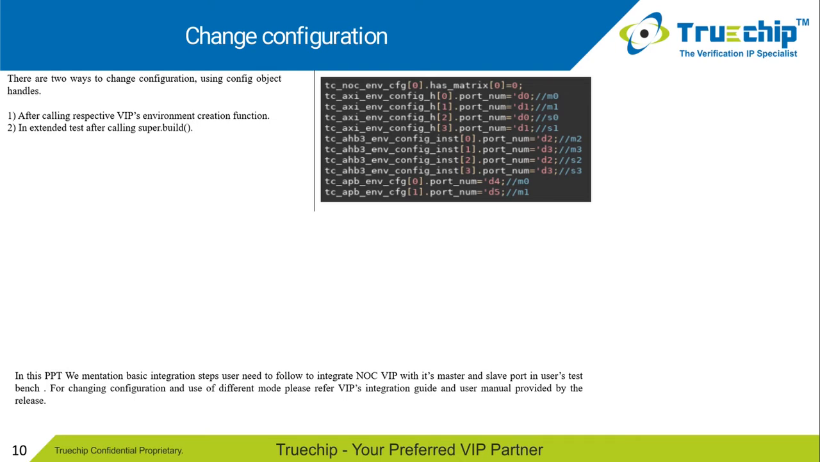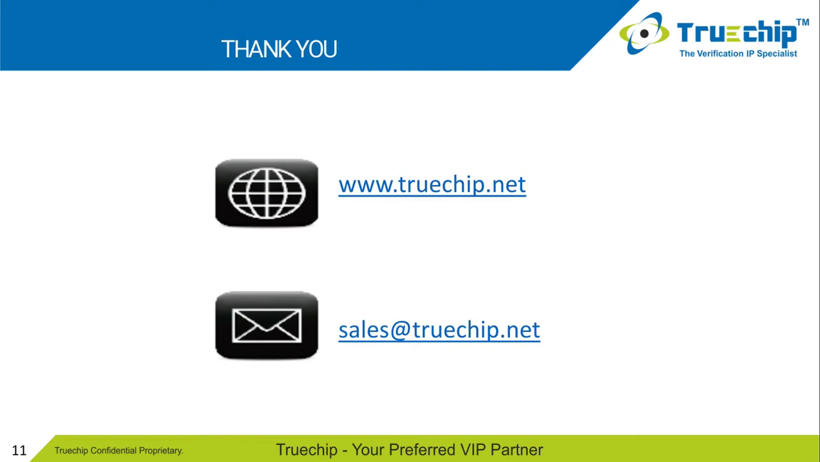There are 2 methods of changing the configuration: after calling the respective VIP's environment creation function, and in the extended test after calling super.build. In this slide we have shown the NoC VIP integration with its master and slave ports. For detailed running in a particular mode, please refer to the integration guide and user manual provided with the release. So here we have completed the integration of NoC VIP in the user test bench.